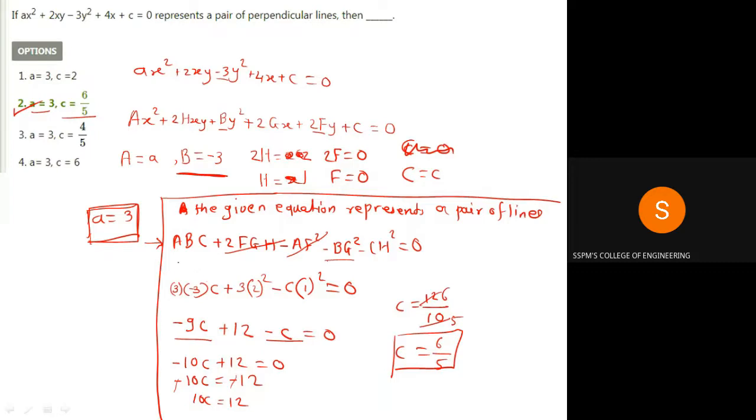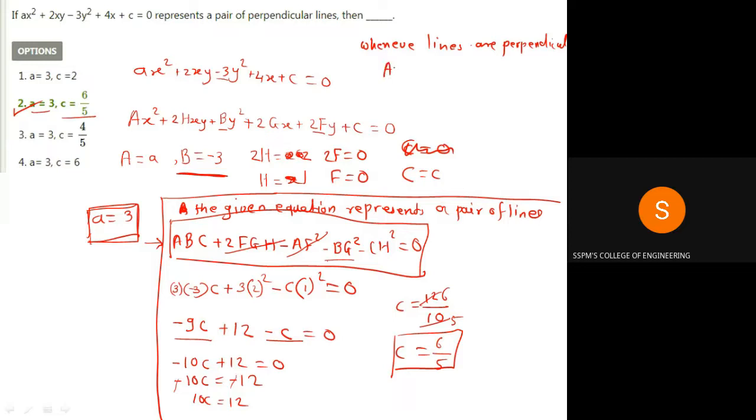Okay, so you should remember this formula. Whenever you are told that the given equation represents a pair of lines, whatever may be the equation, then you can write abc plus 2fgh minus af square minus bg square minus ch square is equal to 0. And whenever the lines are perpendicular, you can write a plus b is equal to 0. Using this equation, we found out the value of a. Then we used this value of a in this big equation, and that enabled us to find the value of c.